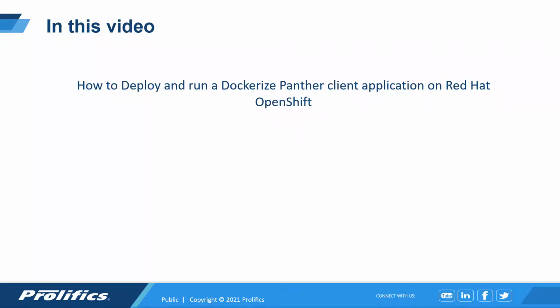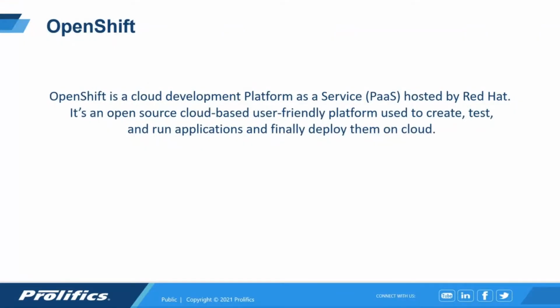In this video, I will explain how to access and run a Dockerized Panther client application on Red Hat OpenShift. As we all know, OpenShift is a cloud development platform as a service hosted by Red Hat. It's an open source, cloud-based, user-friendly platform. It is used to create, test, and run applications and finally deploy them on the cloud. It helps organizations move their traditional application infrastructures and platforms from physical or virtual mediums to the cloud.